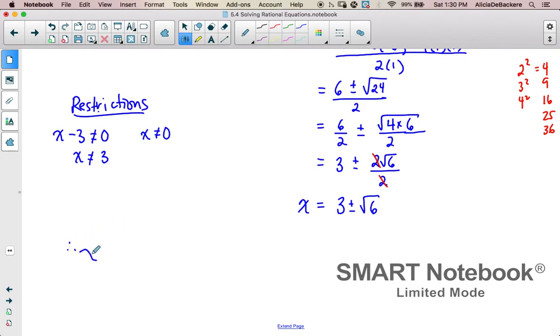So therefore, I still need the set brackets because there are actually 2 numbers in here. And then I'll say that x can't be 0 or 3. And I'm all done that question.